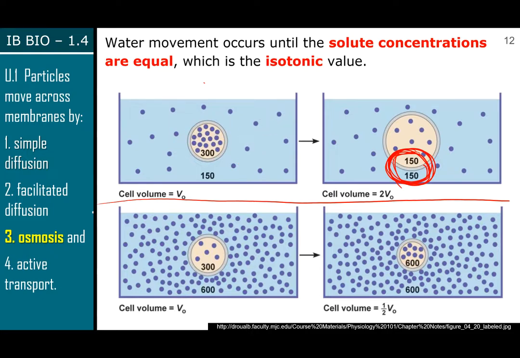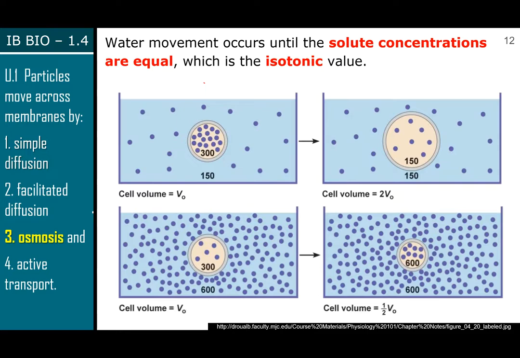So let's take a look at the bottom. Here we have the water concentration inside of the cell is less than outside, right? So water is going to move in until the concentrations are equal. Now, these diagrams are really meant to show you the cell volume, the size of the cell. On the top one, we see that the volume changes. The volume gets bigger.